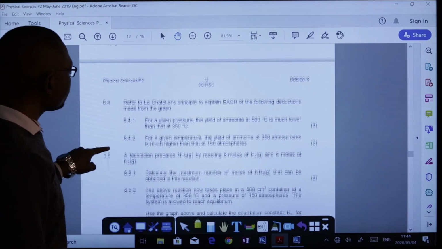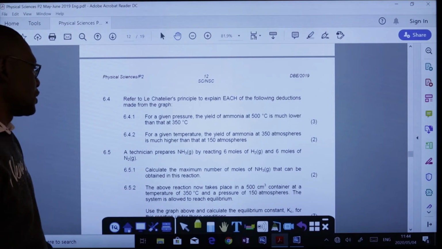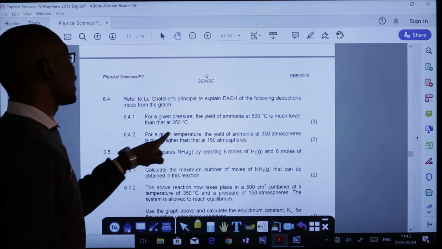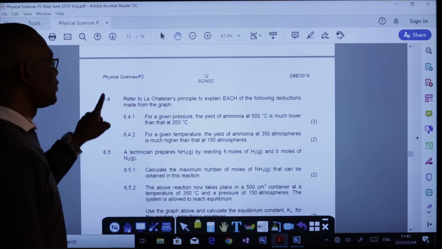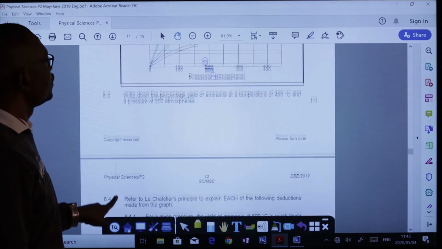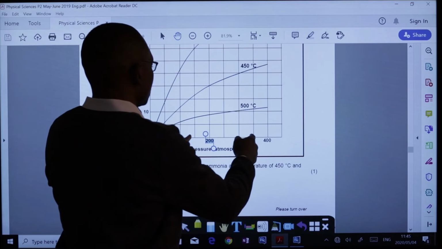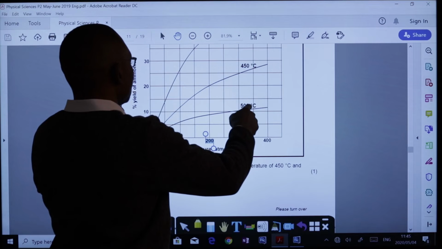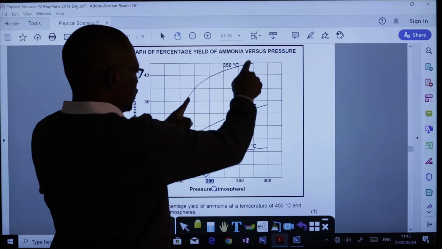Okay. So for a given temperature, the yield of ammonia at 350 atmospheres is much higher than that at 150 atmospheres. Let's take a random look at what happens at 350 and at 150. So here we are. This is 150 and this is 350. At any given temperature, the percentage yield of this is higher than the percentage yield of that. So it's for obvious reasons, isn't it?